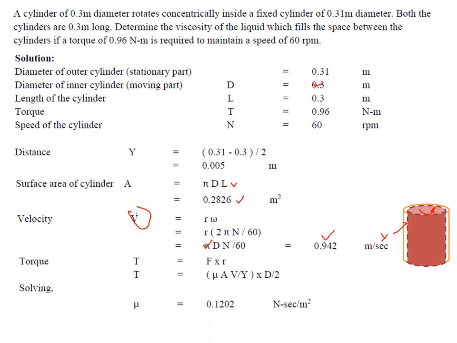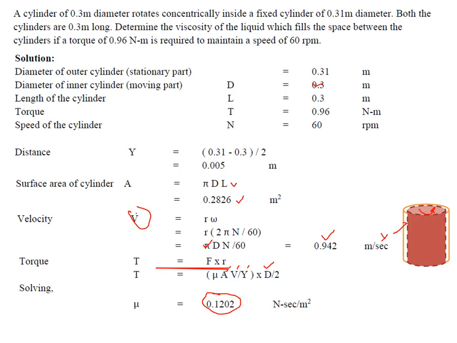Now torque is nothing but F into R. What is F? You get it from shear stress. Shear stress is equal to mu into dV by dY, and shear stress is force divided by area. Therefore mu V by Y into area gives force, multiplied by R, which is D by 2. Substitute the torque here. I want mu, and area is known, V is known, Y is known, and D is known, so I can calculate mu. This is how it is calculated. The dynamic viscosity is 0.12 newton second per meter square.